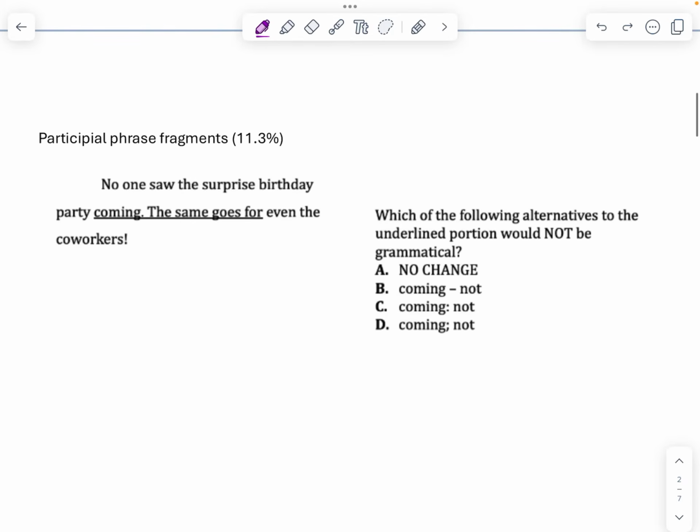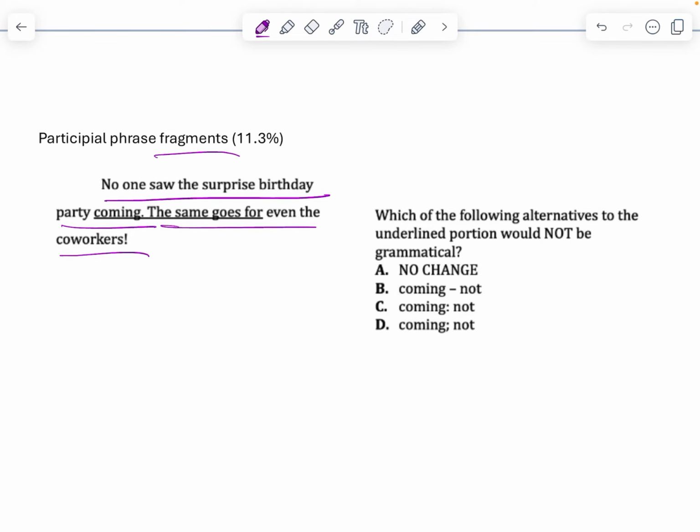Participial phrase fragments, this one makes up about 11%. Again, a fragment is an incomplete sentence. So for example, a fragment is, he walked to the period. That's a fragment because it's not a complete sentence. But he walked to the store is a complete sentence. Okay, so in this type of problem, you're going to be identifying fragments and correcting them to be complete sentences. So in this case, no one saw the surprise birthday party coming.